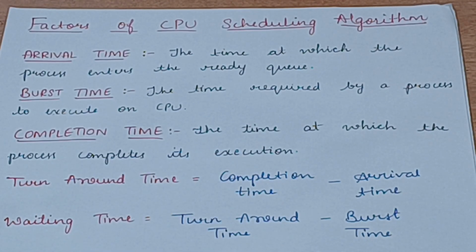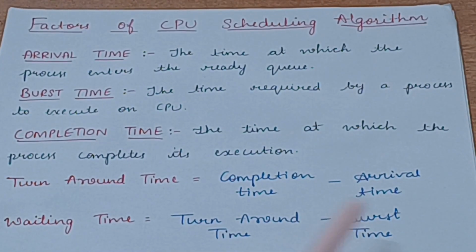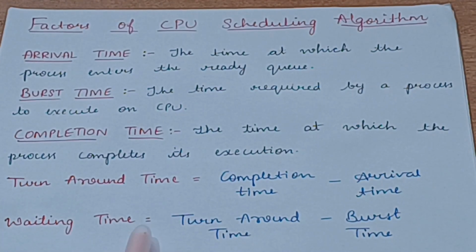Then you have waiting time. Waiting time is turnaround time minus the burst time. That means the time you had to wait. Waiting time will be the turnaround time minus the burst time, that is the time you have spent in the bank minus the time it takes for you to get your things done. The rest of the time you had to wait. So that is the waiting time.